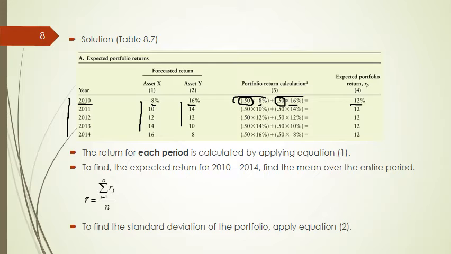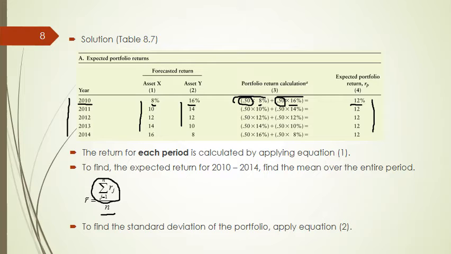Now, in order to find the expected return over the entire period, so you can call this the expected value of portfolio returns between 2010 and 2014, what you do is you sum up the individual expected portfolio returns for each year, and you divide that by the number of periods. In each year, the expected portfolio return is 12%. So it's 12 plus 12 plus 12 plus 12 plus 12, 12% for each year, and then we have 5 years, divided by n, which is the number of years, and that is 5. And then what we find is the expected value of portfolio returns, the mean return for the whole entire period.